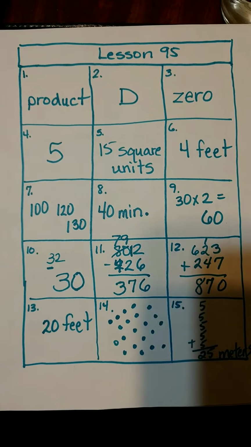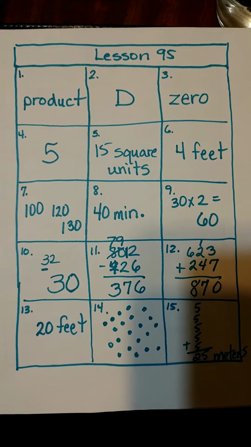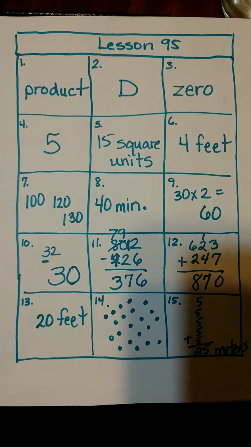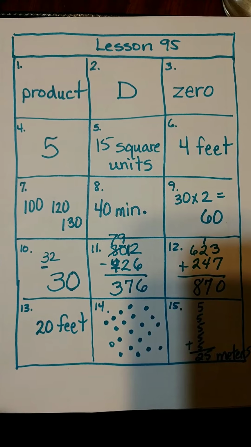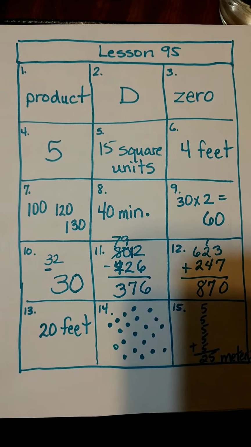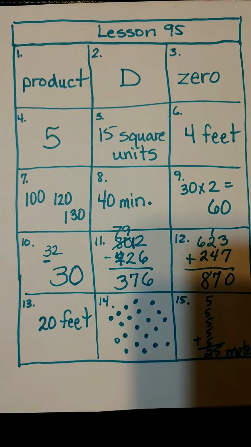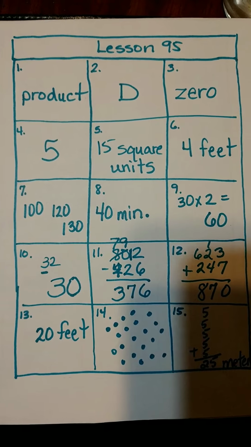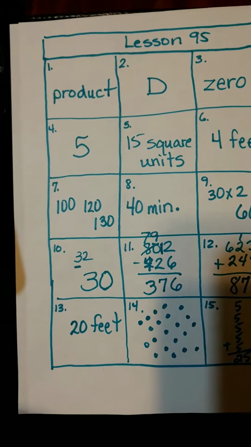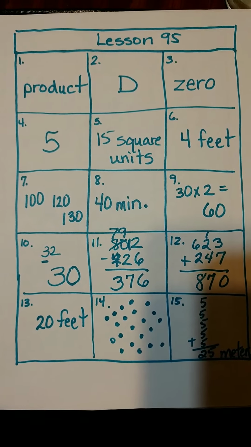On number four, it was 15 divided by 3 equals what? It's 5. You remember, division is a lot like backwards multiplication. You can think 3 times what equals 5? Or I'm sorry, 3 times what equals 15? And that answer is 5. On number 5, you had to count the square units, and when you counted them, there should be 15 square units.